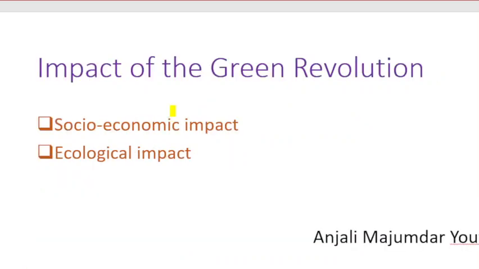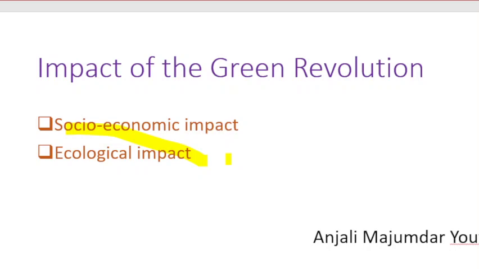Lastly, what was the impact of the green revolution? As you can see, I have classified it into two major bullet points: socio-economic impact and ecological impact. Very important one. Now, everything has two sides, right? Positive and negative. In the same manner, there will be two sides: what are the advantages of using HYV seeds and what are the disadvantages?